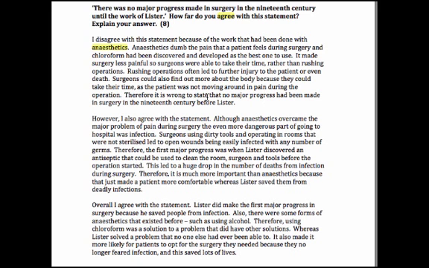Therefore, it is wrong to state that no major progress has been made in surgery in the 19th century before Lister. So that's their paragraph. So I'm just going to pick out some of the things that prove that developments had been made before Lister. So we've got here surgery less painful, rushing operations often led to further injury or even death, so after anaesthetics that was solved, and also surgeons could find out more about the body because they could take their time.